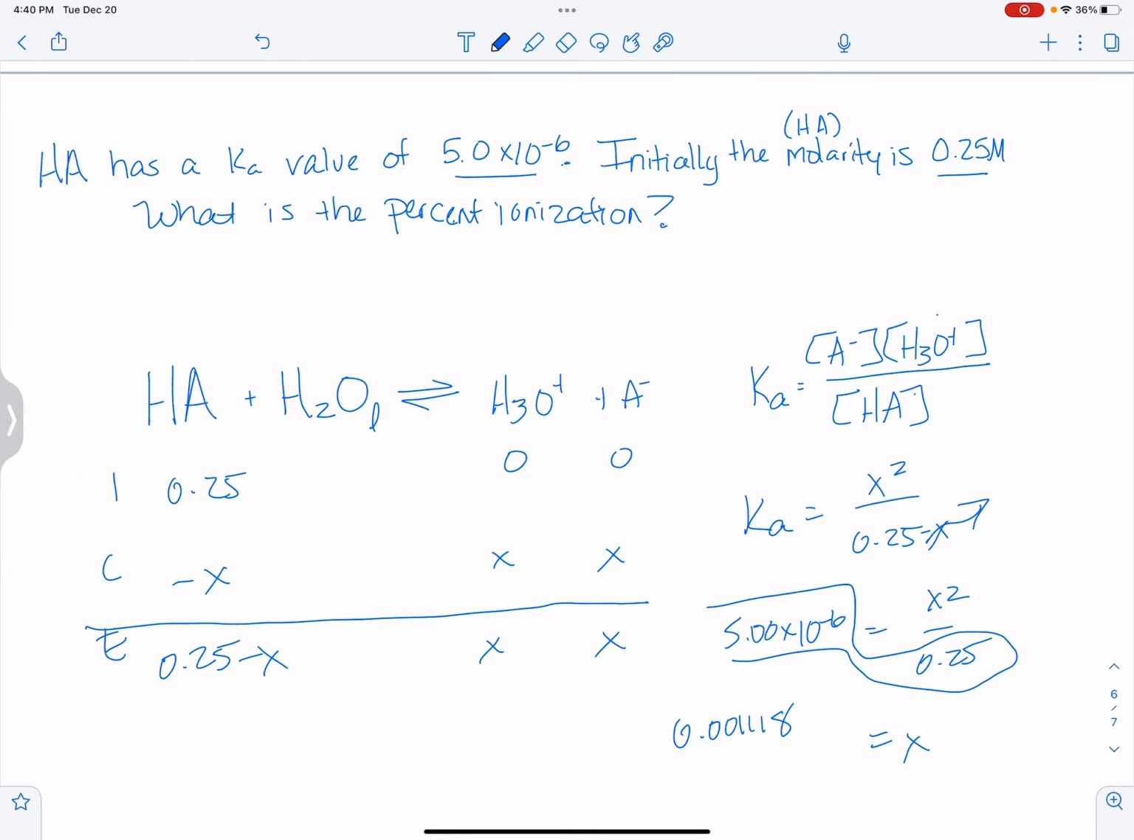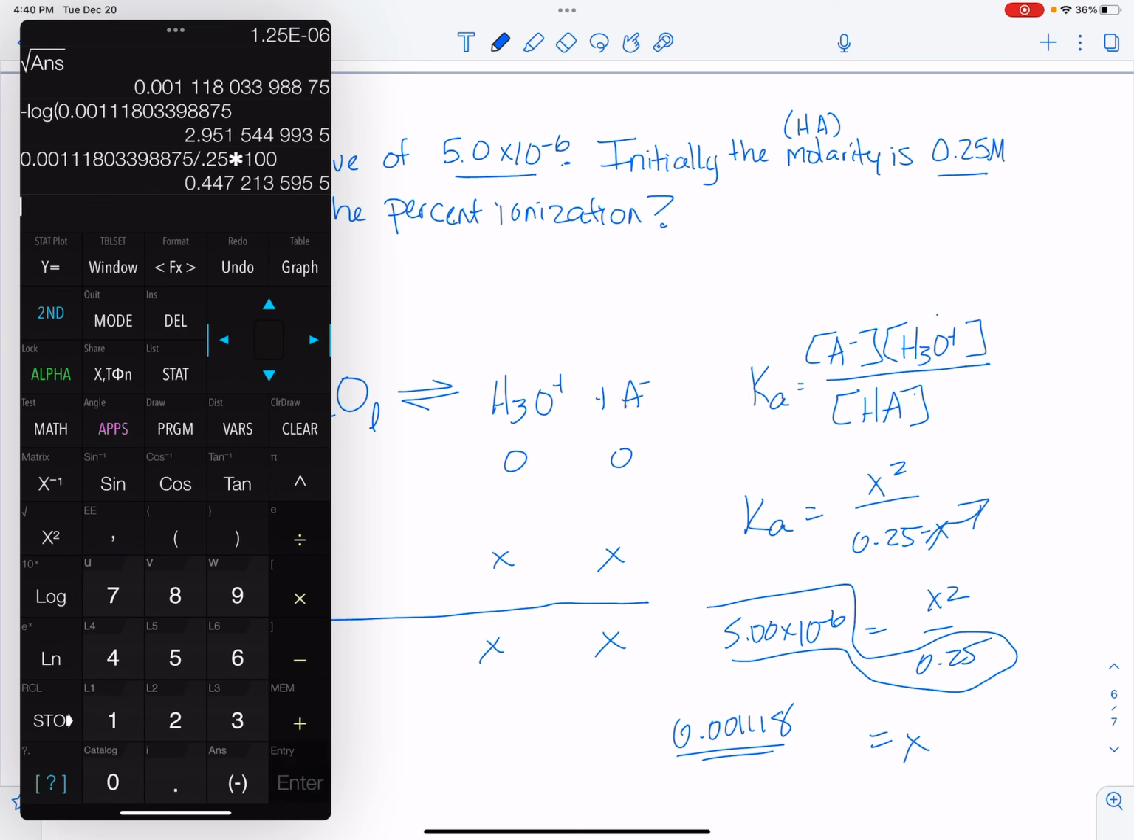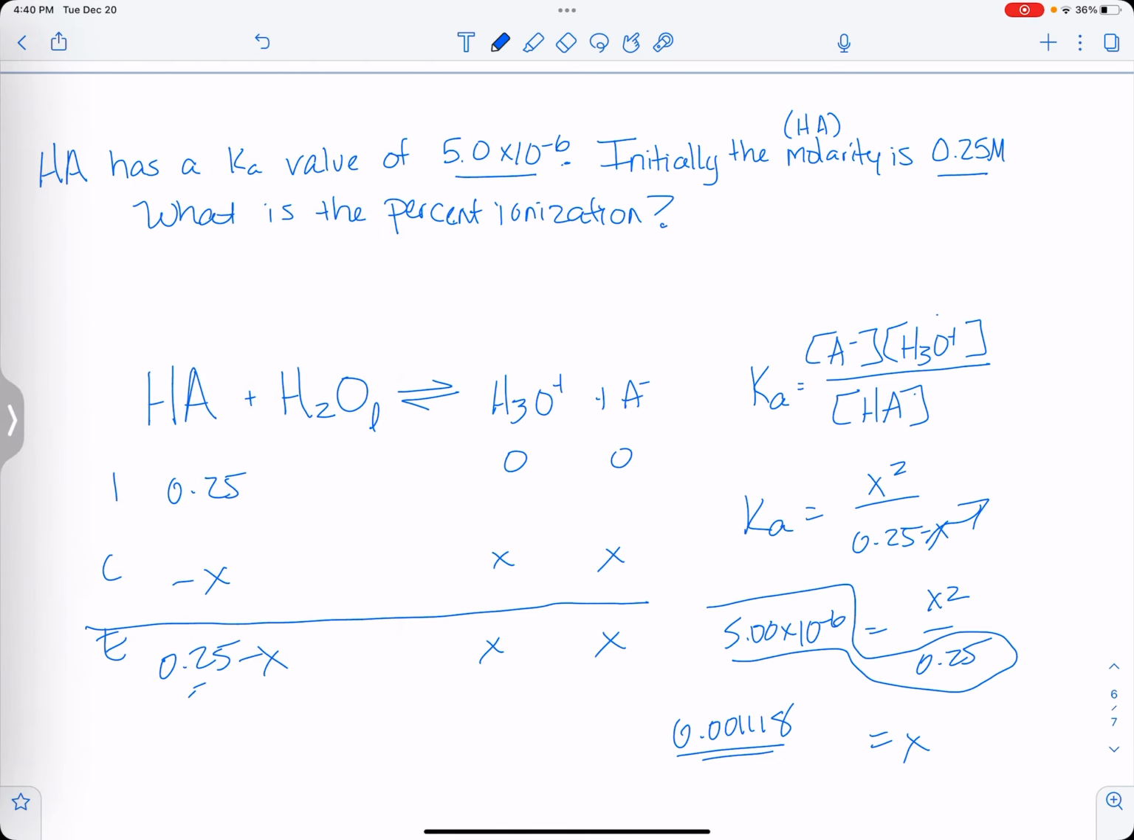Once you do that, you should always double check that it's okay to do that assumption. So we're going to just take x and put it over the 0.25 to make sure that it's less than 5%. So that divided by 0.25 times 100. Yeah, that's less than 5% for sure. That's like a factor of 10 difference. Totally okay to do this.